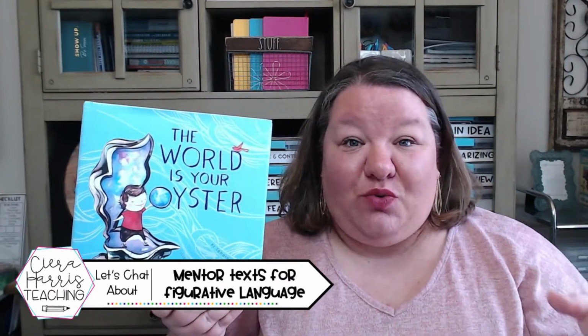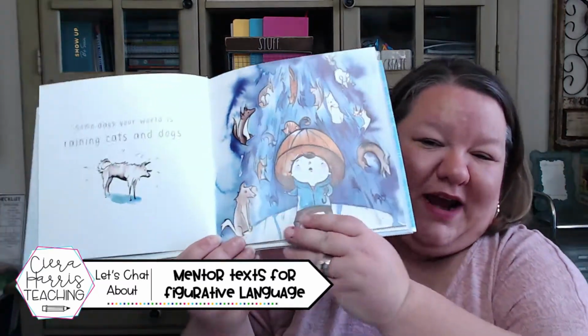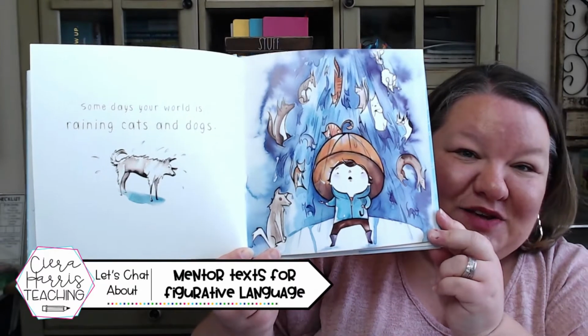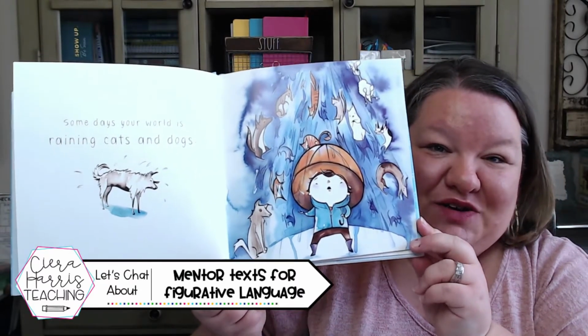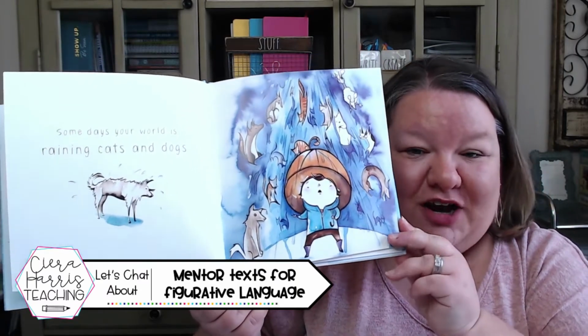We're talking fast, because every single page is written in figurative language, in a very short, one sentence, figurative language type way. I'm not going to read the whole book, obviously, but it goes into this little boy, and he's talking about, some days your world is raining cats and dogs. So you can see right away we're getting into idioms, and you can see in the illustration that real cats and dogs are actually coming down.